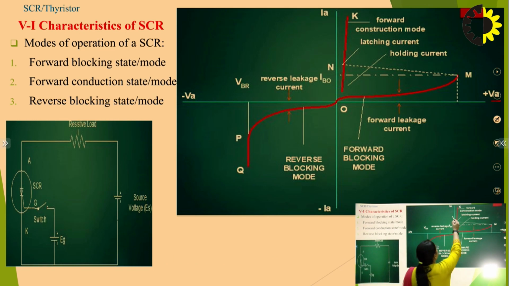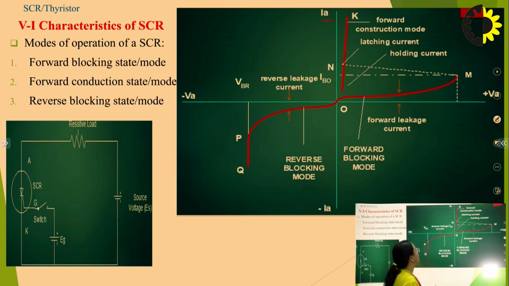Anode voltage and the anode current. Basically, there are three modes of operation of SCR when we are talking about the VI characteristics of SCR. First is the forward blocking state, which is also called the off state, and then the reverse blocking state, which can again be called the off state of SCR, and lastly the third one is the forward conduction state, in which the SCR will act like a switch which is on.